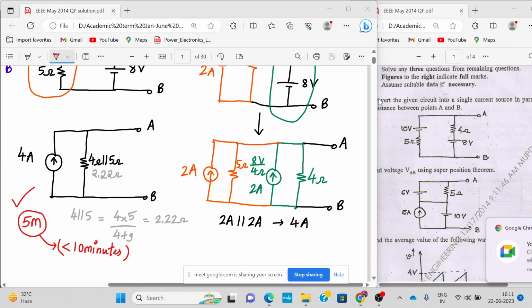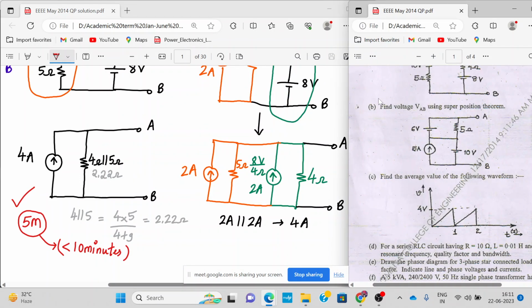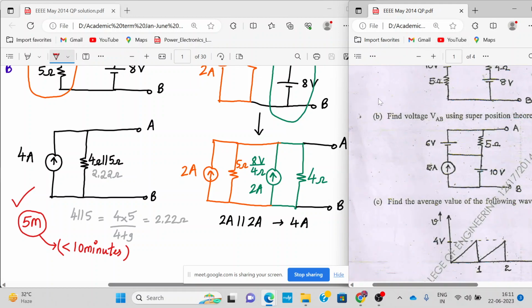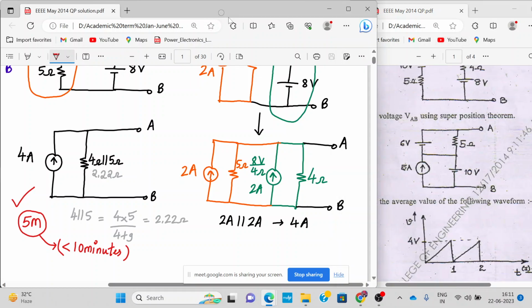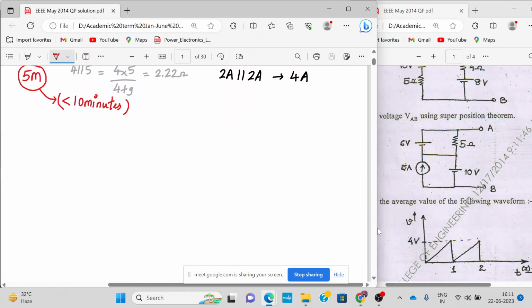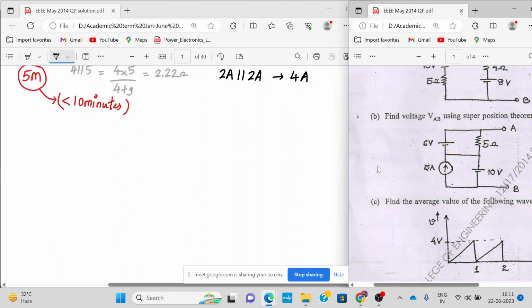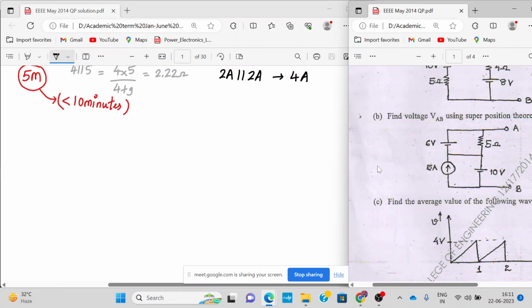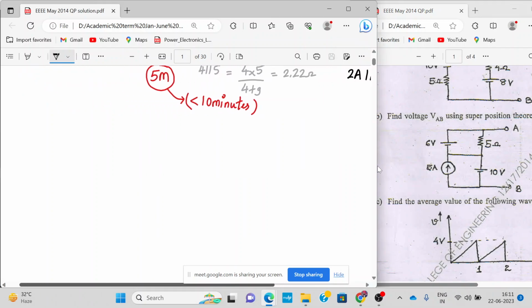No, sir. All right. So let us go to the next numerical. I hope the question paper is visible to you on the left and on the right hand side of the screen. Yes, it's visible, sir. Okay.